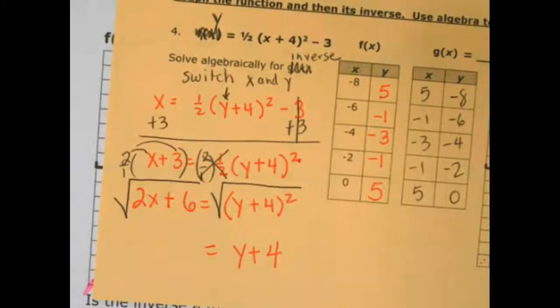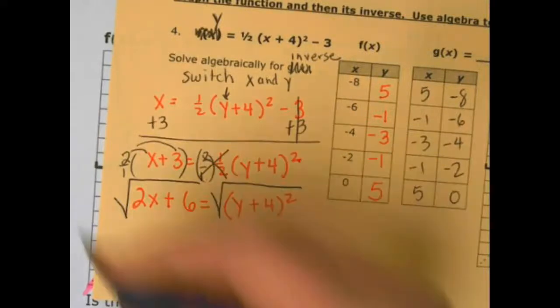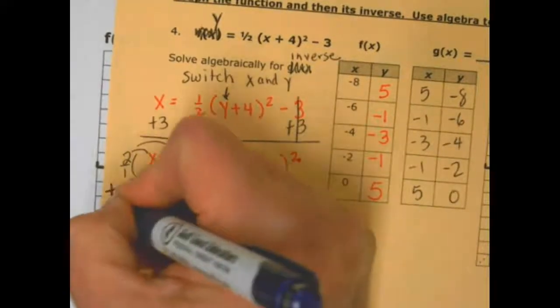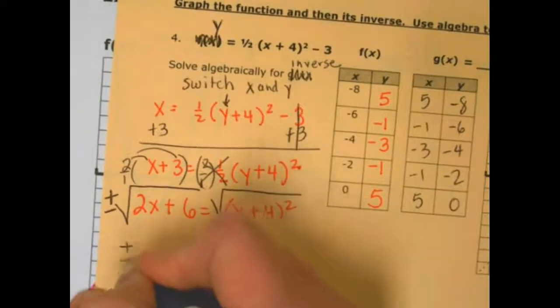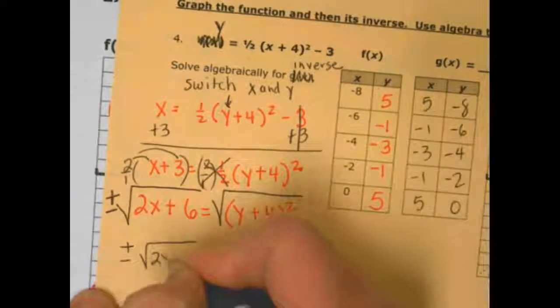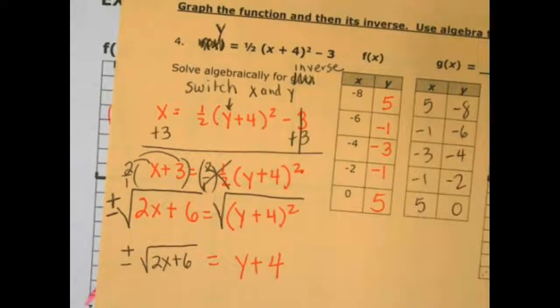Now, we talked about this when we did square roots before, but it's been a long time. When you take a square root to solve an equation, it is plus or minus the square root. We're going to learn a little bit more about why when we get to the graphing of square roots. So this is going to be plus or minus the square root of 2x plus 6. I'm almost finished. I've almost solved for y.